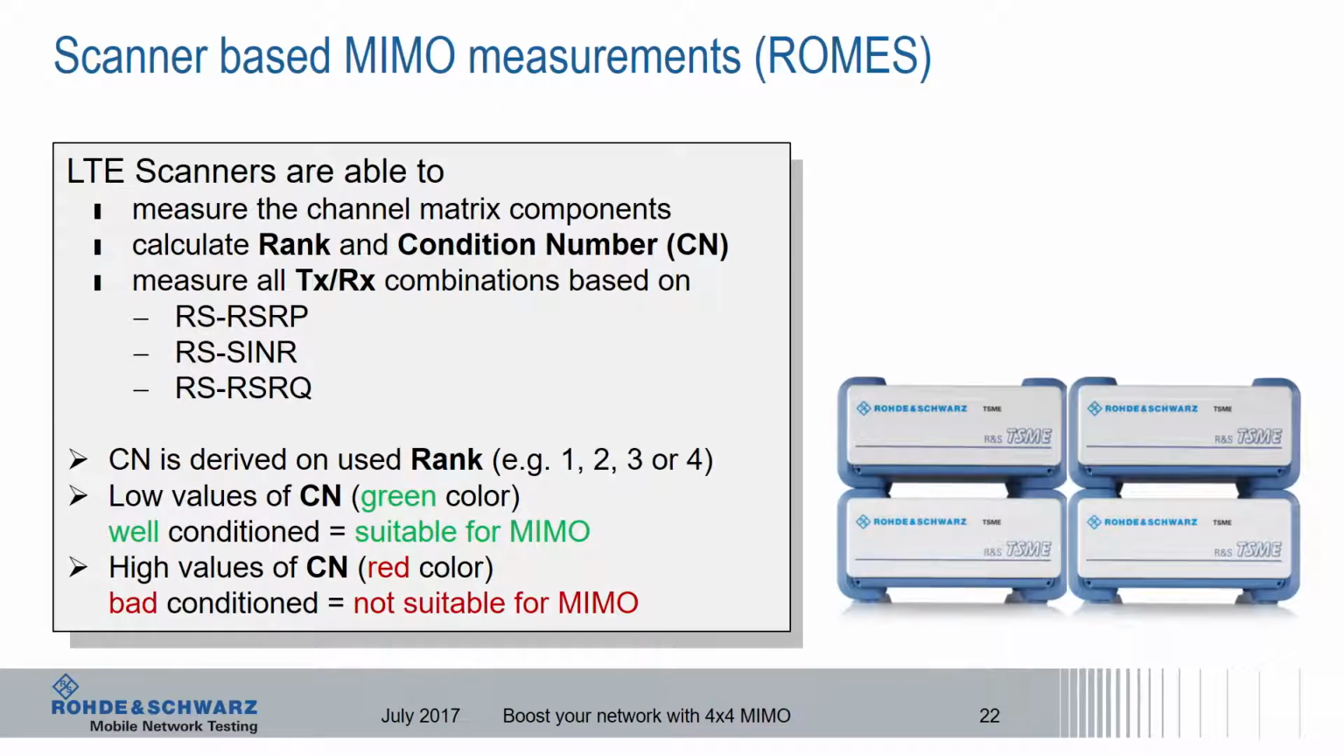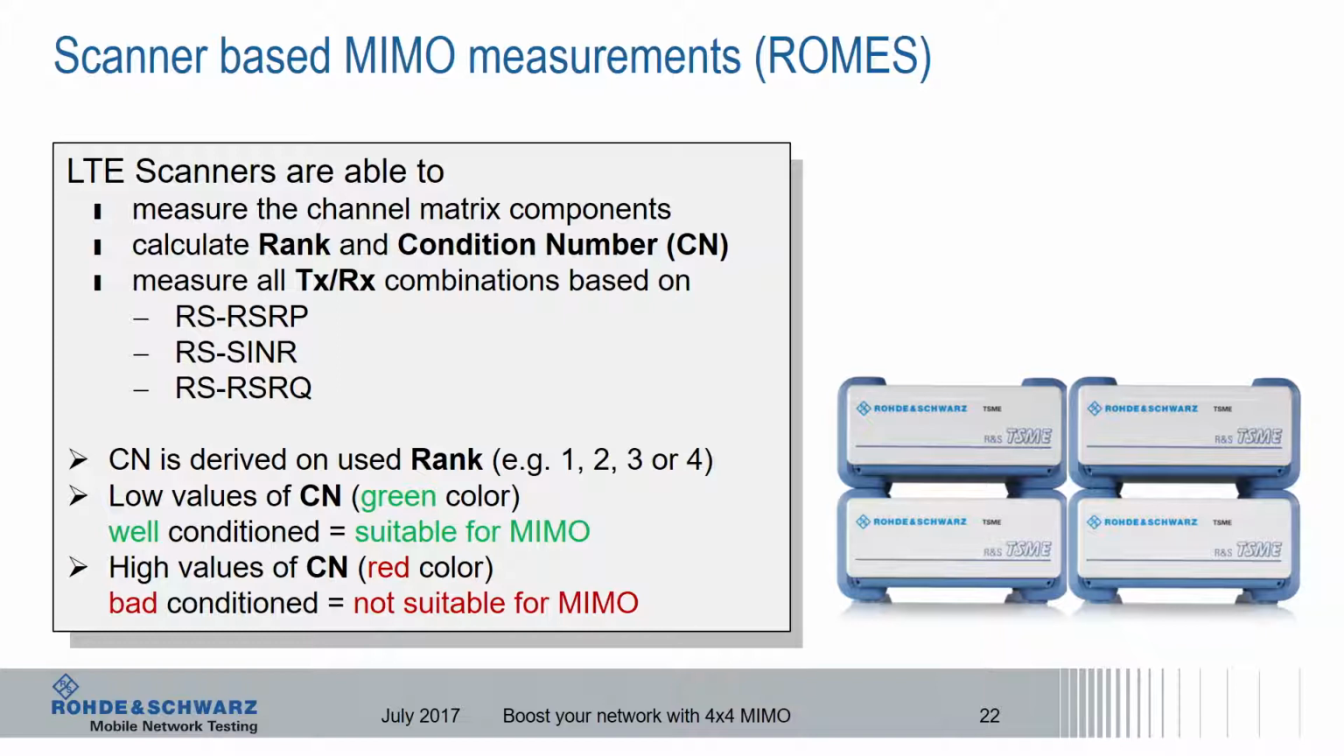So let's start with the scanner measurements first. A network scanner which is capable of measuring LTE really measures the channel metrics and then calculates the rank and the condition number for each individual combination of TX and RX, that means from the transmit and the receive path. Measurements are done on the reference signals: RSRP, SINR, and RSRQ. All measurements can be seen in the log file later on.